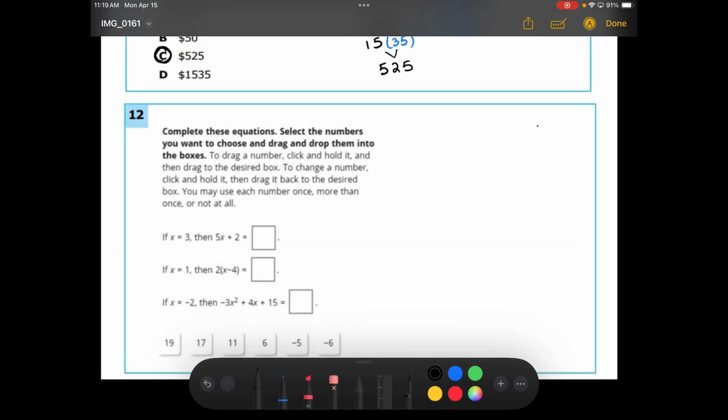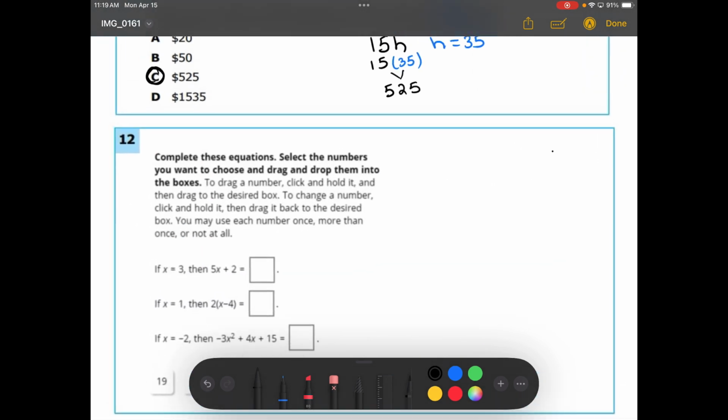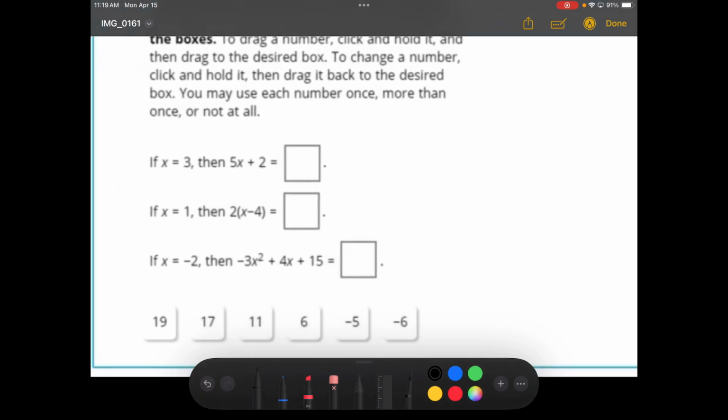C. Very good. Number 12. Complete these equations. Select the numbers you want to choose and drag and drop them into the boxes. Now, obviously, on your paper, you will not be dragging and dropping anything. We're just going to write it in. But on Teacher Made, you will be able to drag and drop. So let's look right here.